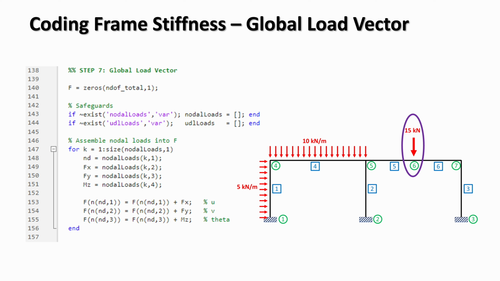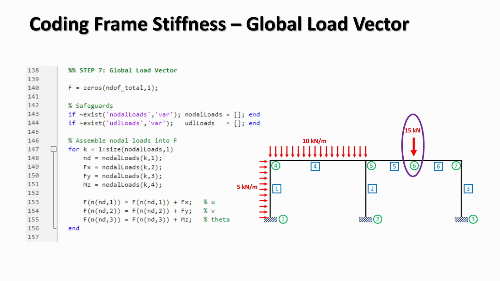In step 7, we assemble the global load vector F, which contains all the external forces and moments applied to the structure. We start by creating a zero vector with one entry for every degree of freedom. This ensures that the system begins with no loads, and we then add the applied forces one by one. The code first checks whether the variable nodal loads and UDL loads exist. These are what we put in the input.